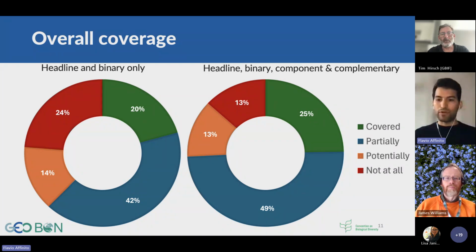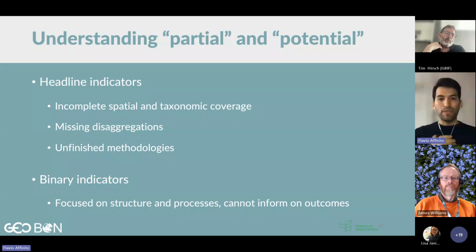So what do we mean here when we talk about partial coverage? Because that's not the same for all of the goals and targets. And the meaning of partial and potential does somewhat depend on the indicator type themselves. So for example, in the case of headline indicators, often when we don't have full coverage, it's because either the headline doesn't touch upon all of the sentences or statements in the element concerned.